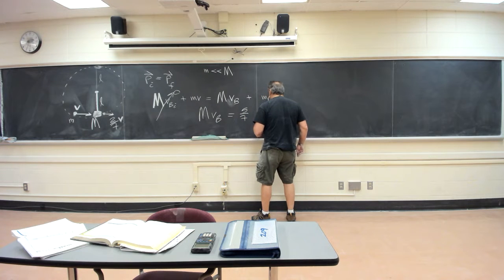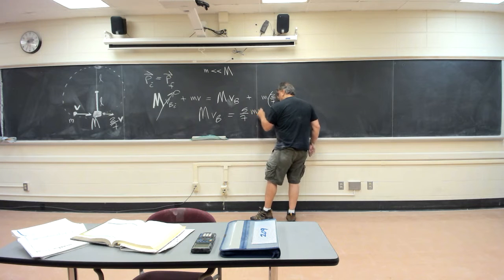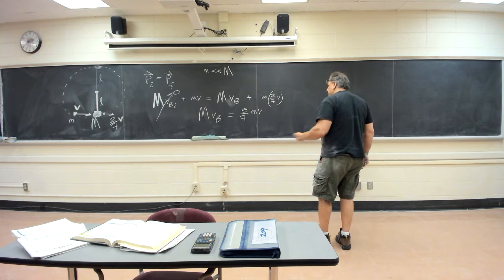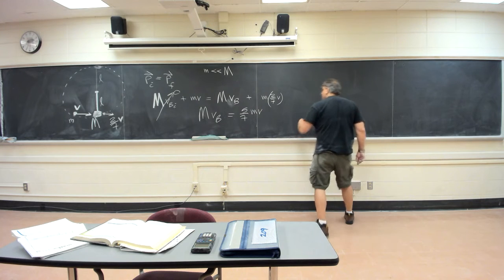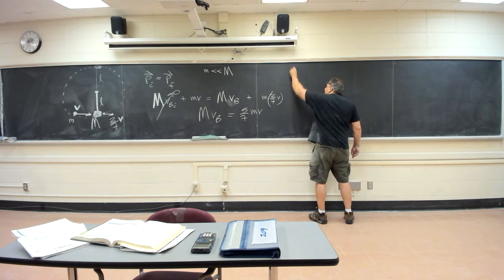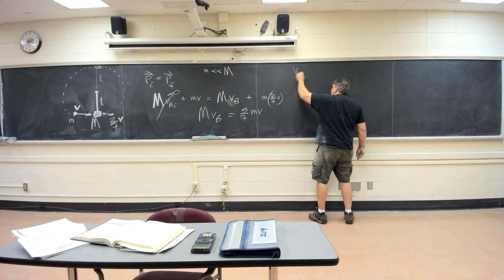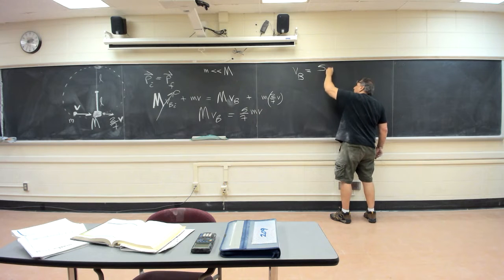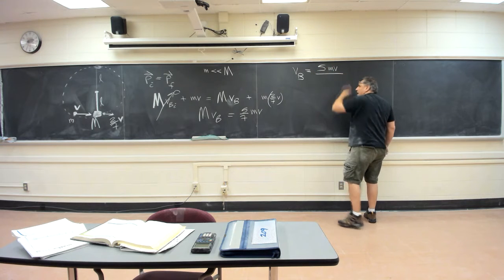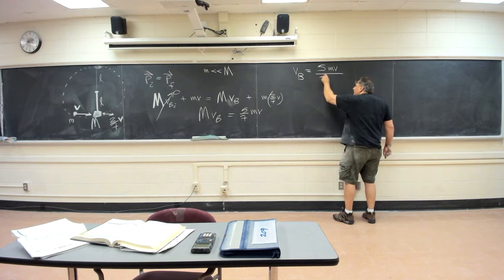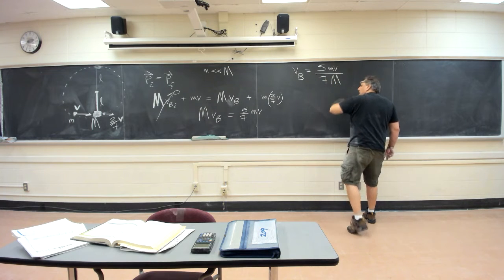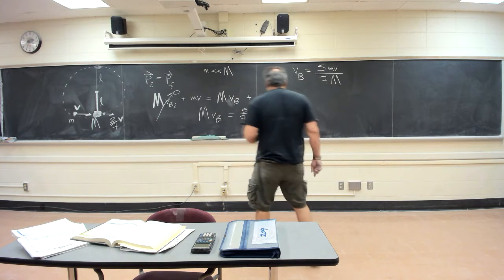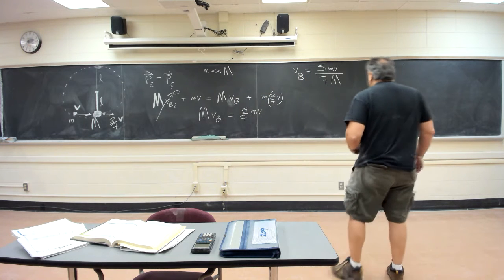Let me see here. Yeah, right. 5/7 MV divided by capital M. The V of the block, after it's been hit, is going to be 5 mv over 7 capital M. So initially not moving, then it's moving, and there's a whole lot going on here.